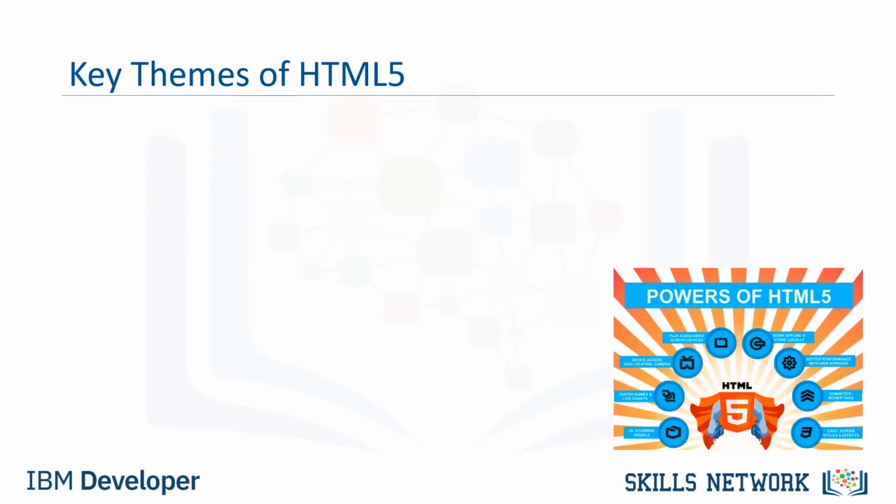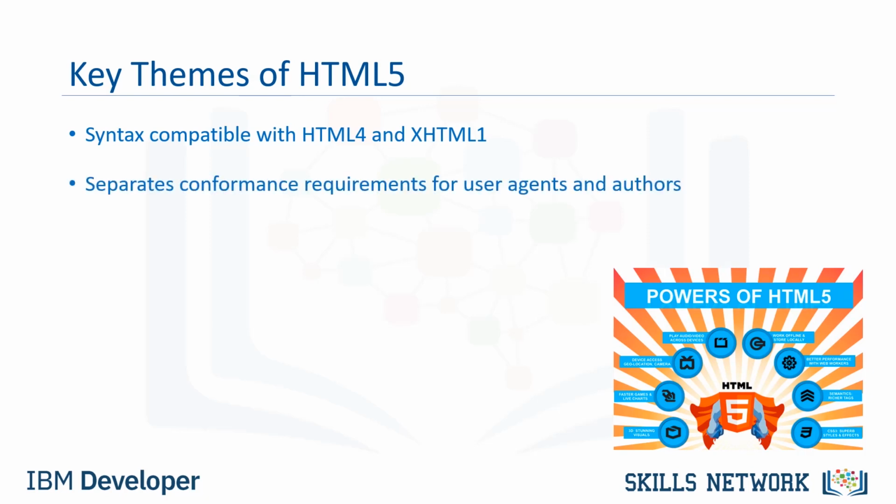So let's examine some of the key themes of the HTML5 specification. The syntax it defines is compatible with HTML4 and XHTML1 documents. HTML5 is defined in a way that is compatible with earlier versions in the way browsers handle deployed content. It separates conformance requirements for user agents and authors. In other words, how browsers treat HTML5 code and how page authors treat HTML5 code is different.